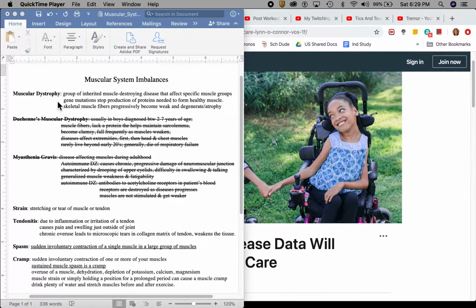This is a group of inherited diseases. It affects different types. There's different kinds of it. And what it does is it destroys the ability to make good proteins to maintain good muscle health. So as the disease progresses, the muscles become progressively weak and they degenerate and atrophy.